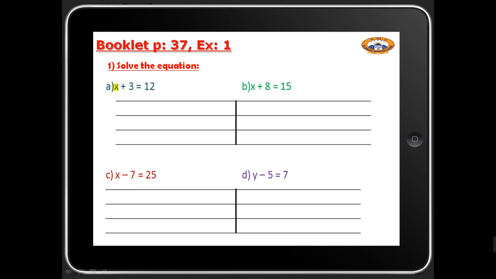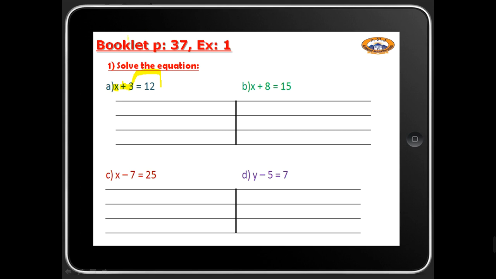A number I don't know, if I add it to 3, the answer is going to be 12. So as I told you before, here is 3. Don't change the symbol, leave the symbol, because this is the one we're going to solve. This is the unknown. So I'm not going to move the symbol or the letter. I'm going to move the number from this side of the equation to the other side. When it moves, it changes.